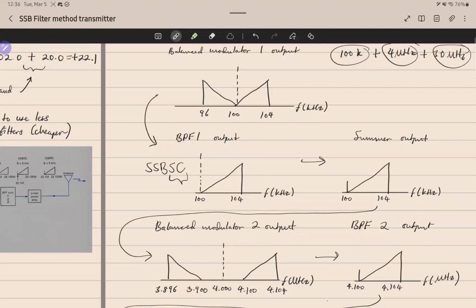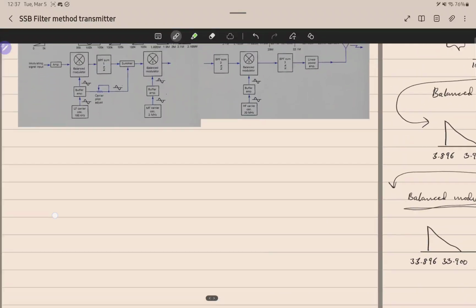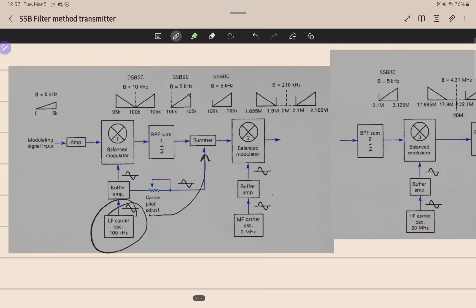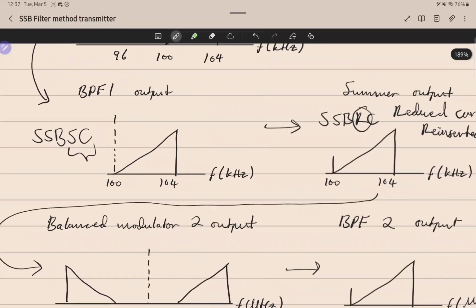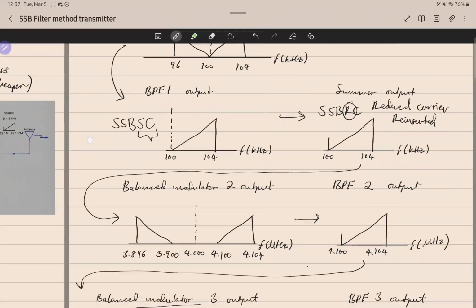So after the summer output, we're going to reintroduce the carrier frequency signal at a lower power, usually 10% of its unmodulated power. So we're going to call this SSBRC. So that R actually stands for reduced, right? Reduced carrier. But in our case, you can also look at it as representing reinserted carrier, because it's literally the same carrier frequency from your local oscillator that's just added back, reinserted at a lower power. We're not going to go into why we do that, but it's going to be covered in the demodulation section later.